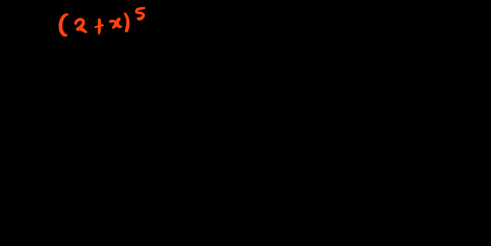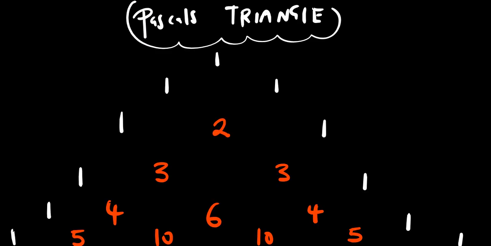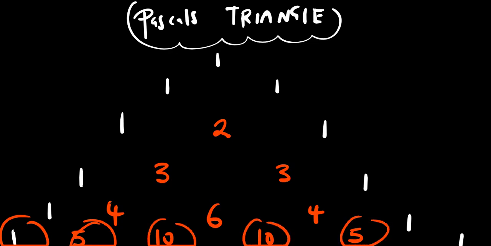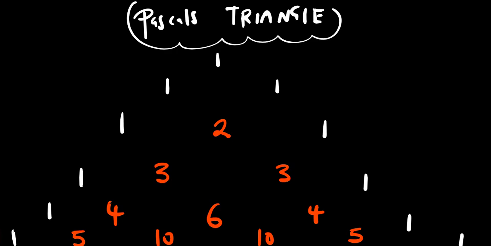Okay, then they've asked you to expand this binomial expansion using Pascal's triangle. Now look at the power. The power is a 5. So if the power is a 5, it means we are going to go to row 5, and those are the coefficients that we are going to be putting. So the coefficients are 1, 5, 10, 10, 5 and 1. Those will be the coefficients of the expression that we are going to have.